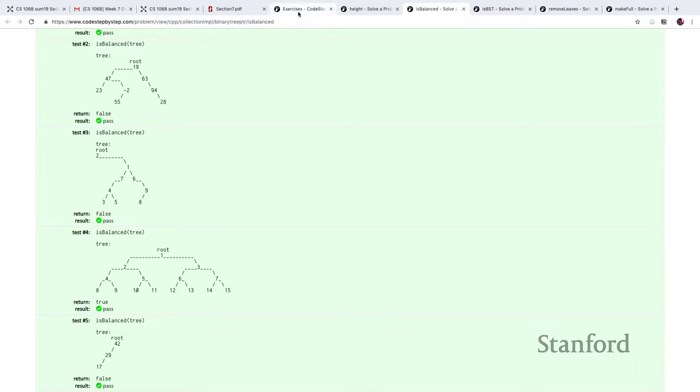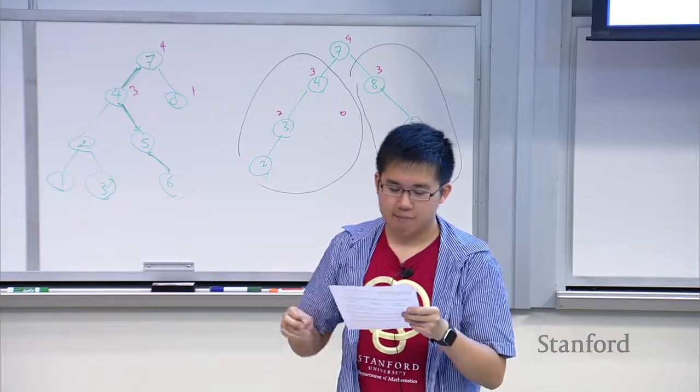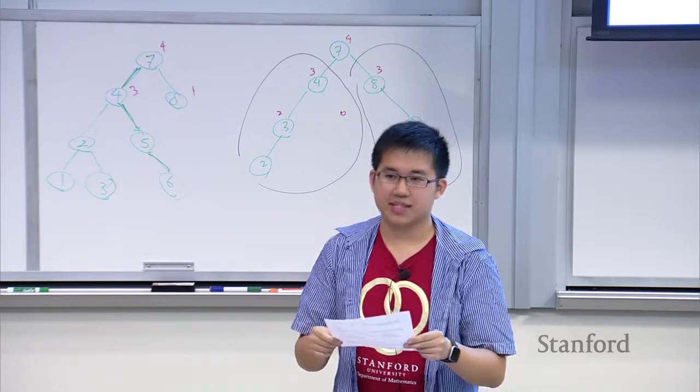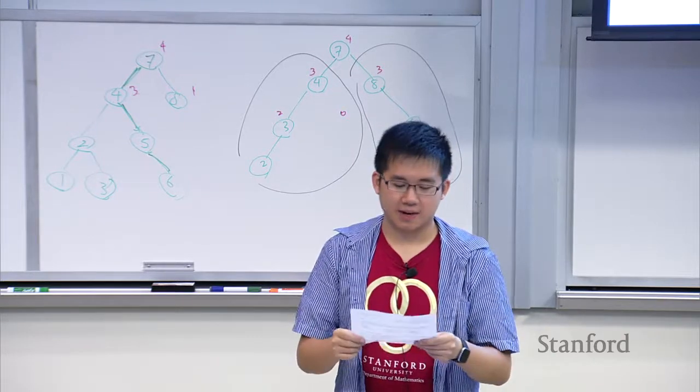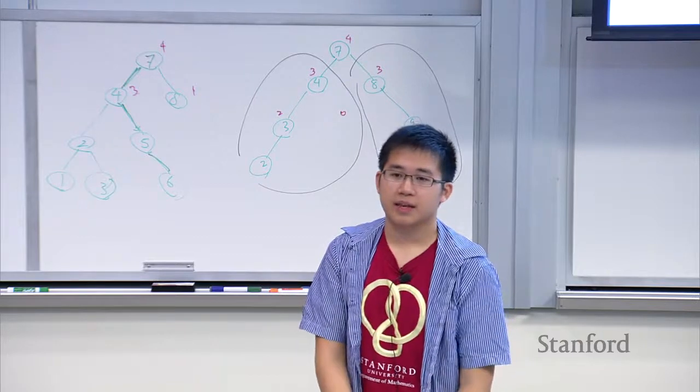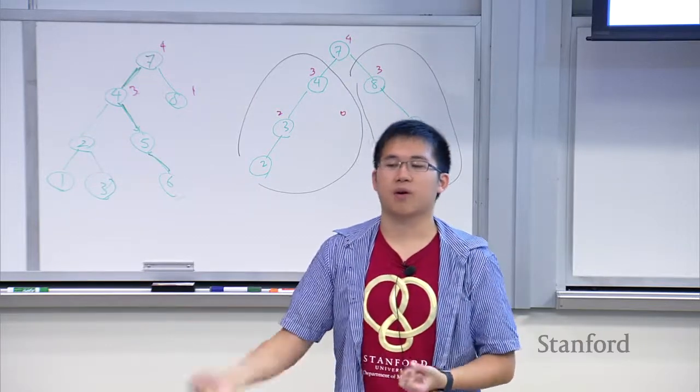Okay. There's a question called is balanced. No, actually, there's a question called is BST, but my previous section had a lot of trouble with this question. So instead, I'm going to do remove leaves first. Then I'm going to go to the exam question, and then we'll come back to this question.